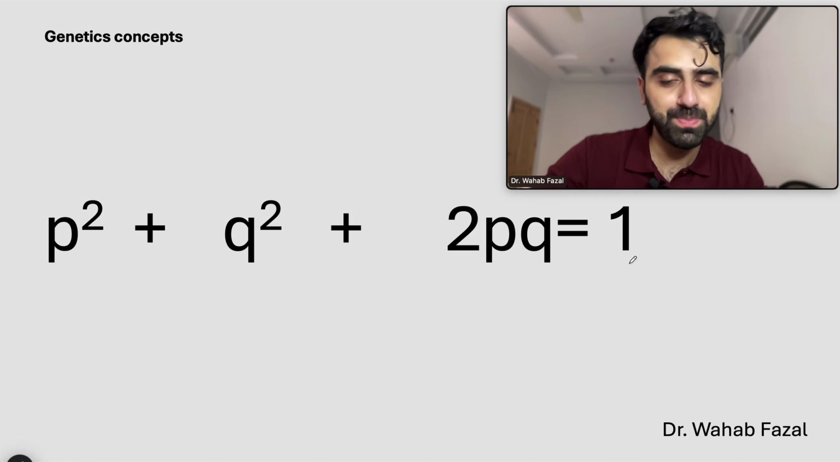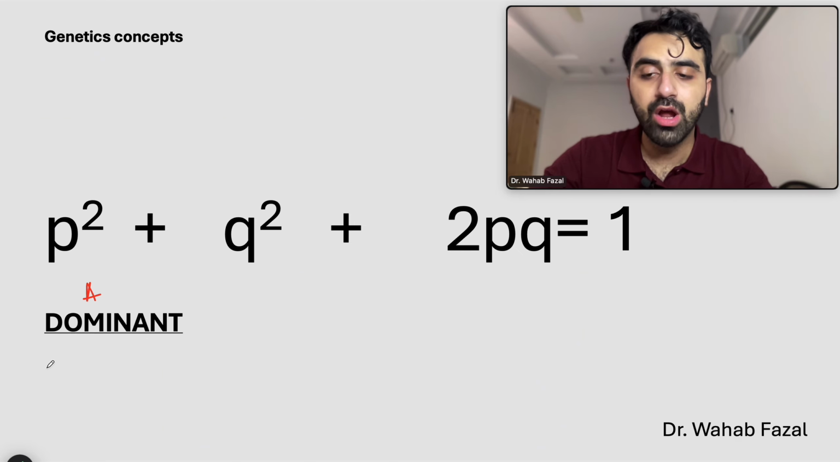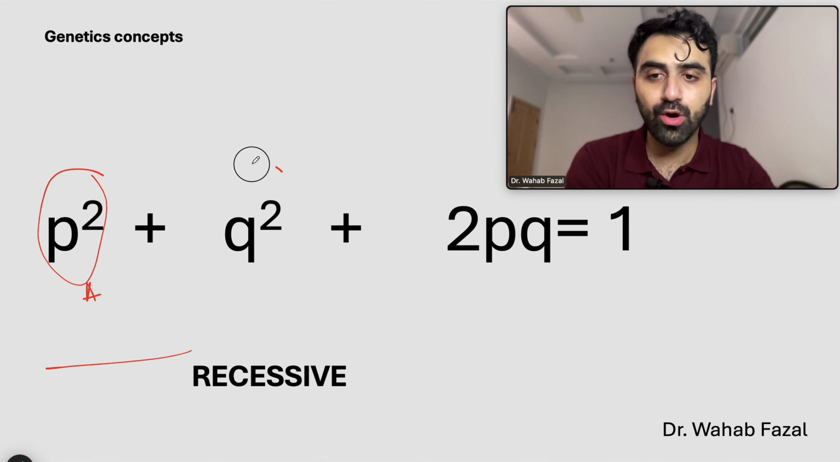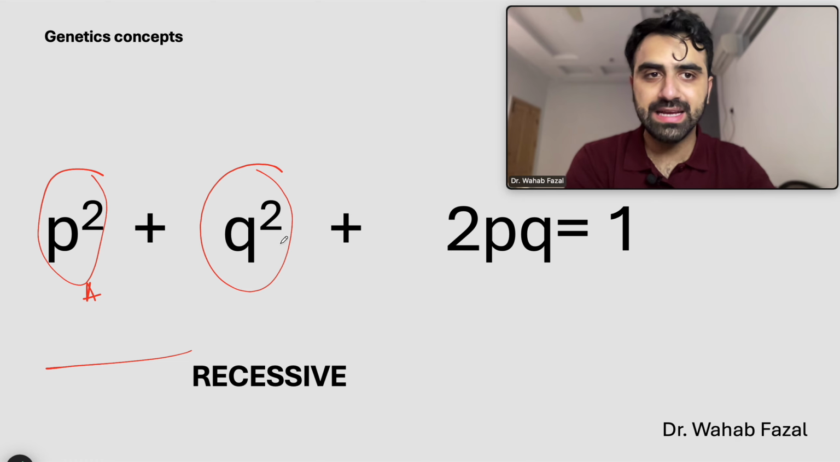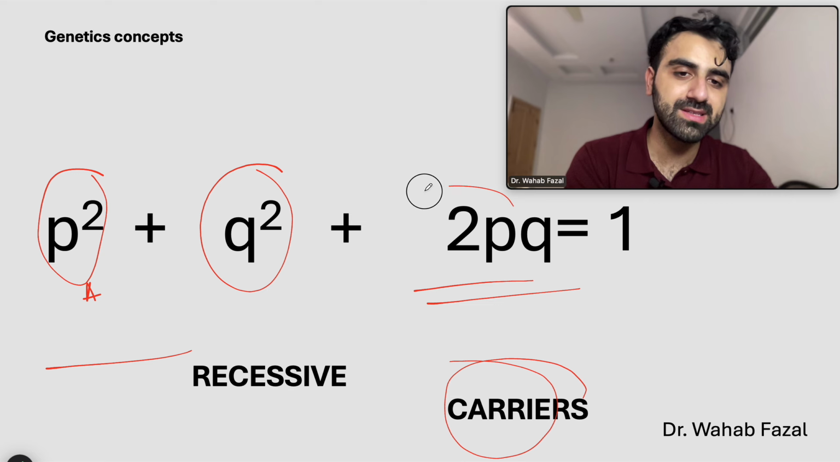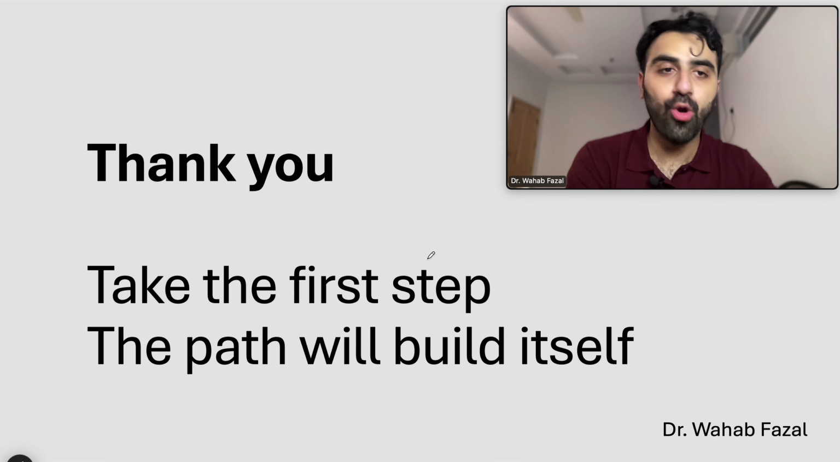p squared plus q squared plus 2pq: this is the frequency of the autosomal dominant homozygous carriers, homozygous p allele carriers. This is the frequency of the autosomal recessive homozygous q carriers, and this is the frequency of heterozygotes, right? And that's essentially all you need to know.